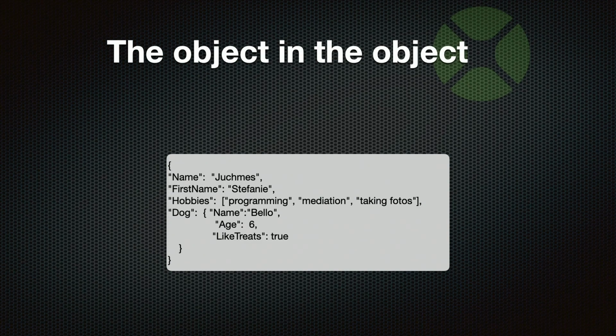Here we have the solution. We have here our key dog, and then we have here our object with the information about this dog. The single elements in this object are separated by commas. And we also see different types here. For example, Bello is a string, the 6 is a number, and here we have a Boolean value, true.